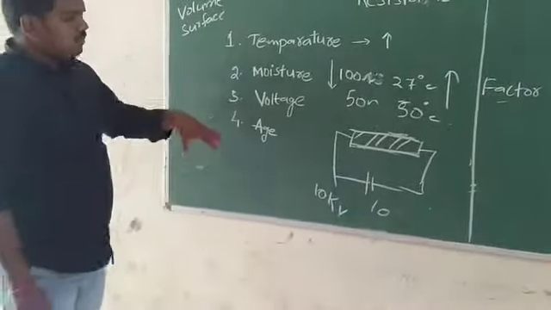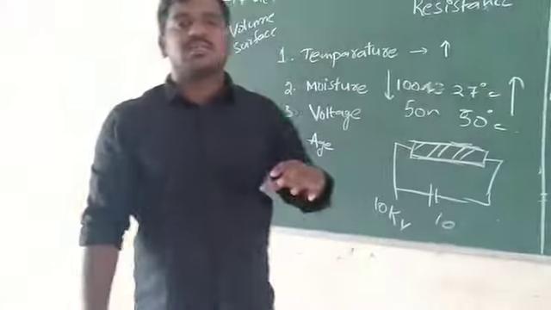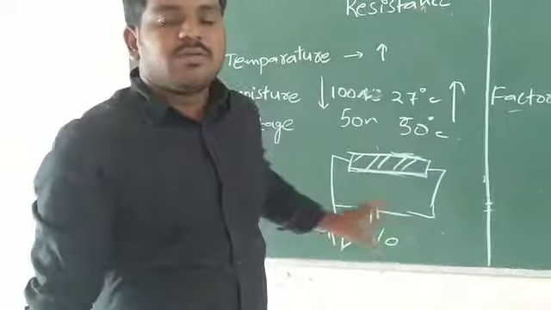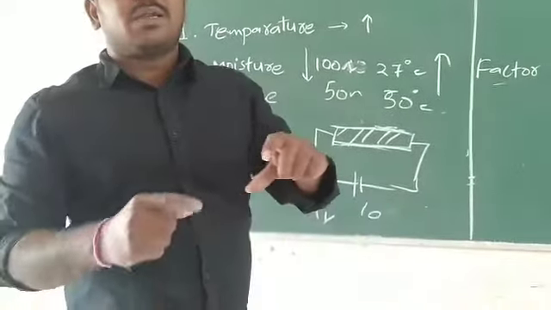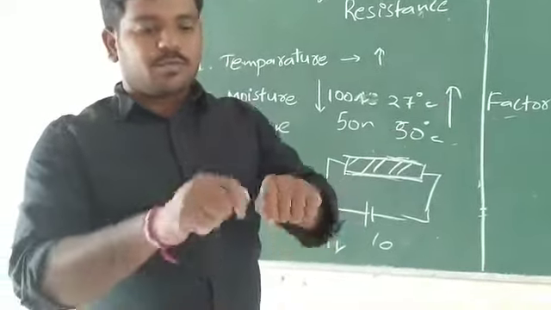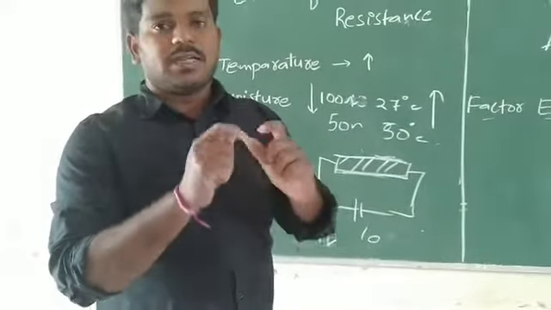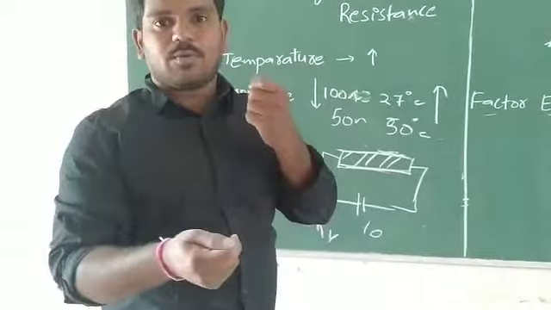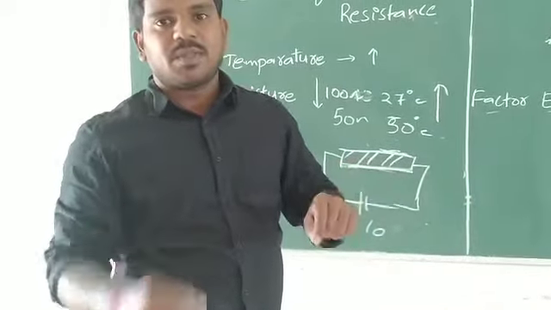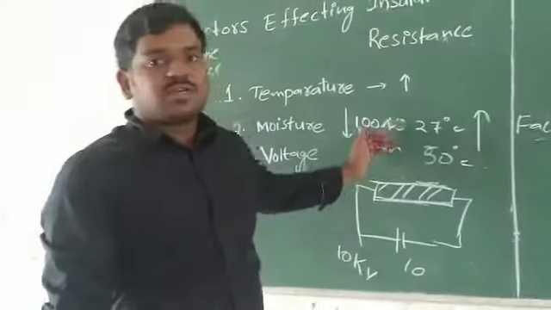Next one is age. As the age goes on, the insulation material will lose its original properties and the insulation reduces. If you take a cable from a 20-year-old home and break it, the insulation will easily break down and the cable will come out. If you take a newer wire, it won't break easily. That is the age effect on the insulation resistance.